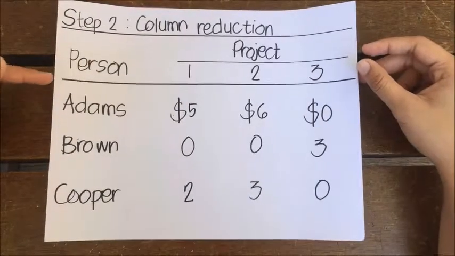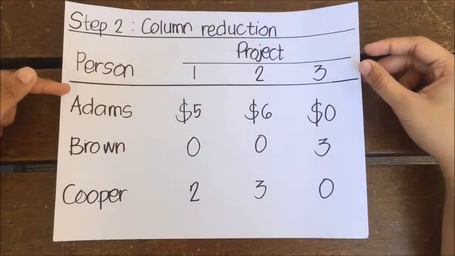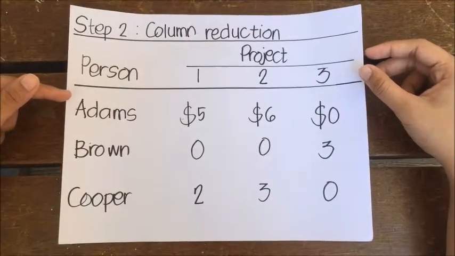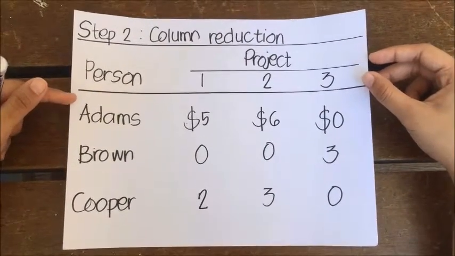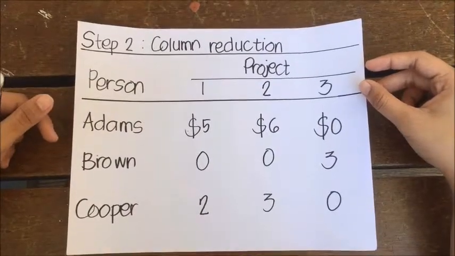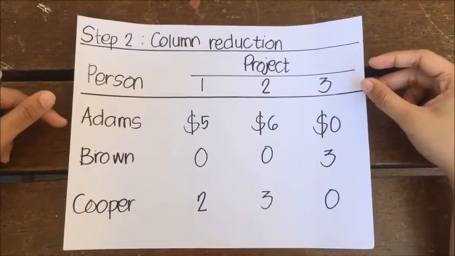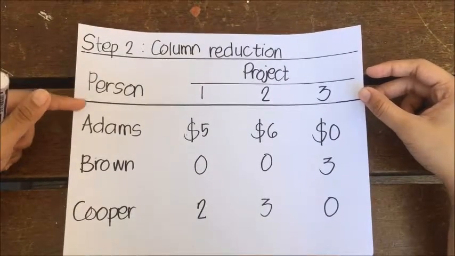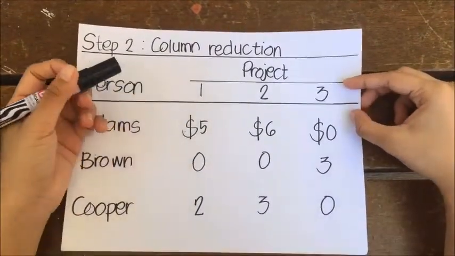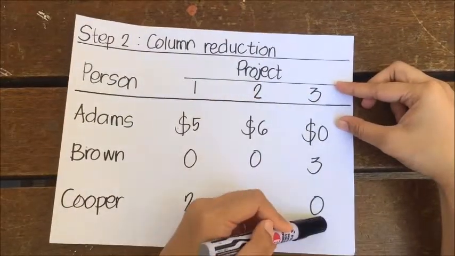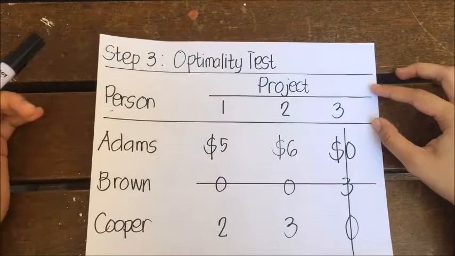So from here, we are going to do the optimality test. We are going to test opportunity cost table to see if optimal assignments are possible by drawing the minimum possible number of lines on columns and or rows such that all zeros are covered. So we are going to cover here and then here. So this will now be the result of the optimality test.